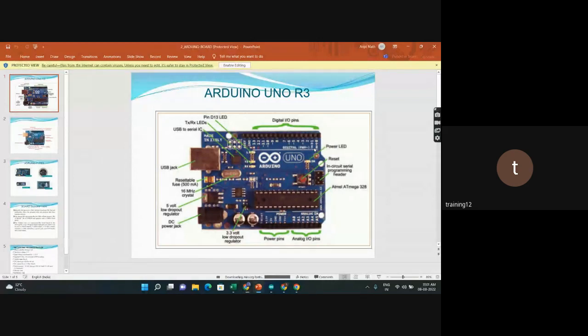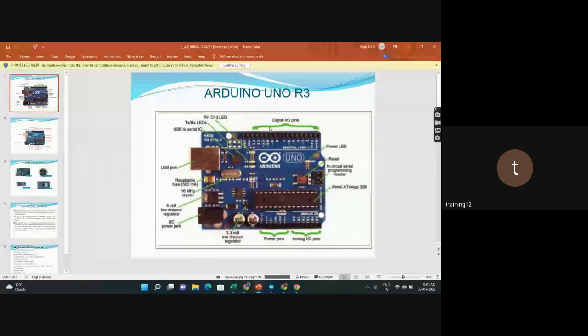PWM means pulse width modulation. Pulse width modulation is a method of reducing the average power delivered by an electrical signal. Which pins are those? Those are 3, 5, 6, 9, 10, 11. Those are the PWM pins.